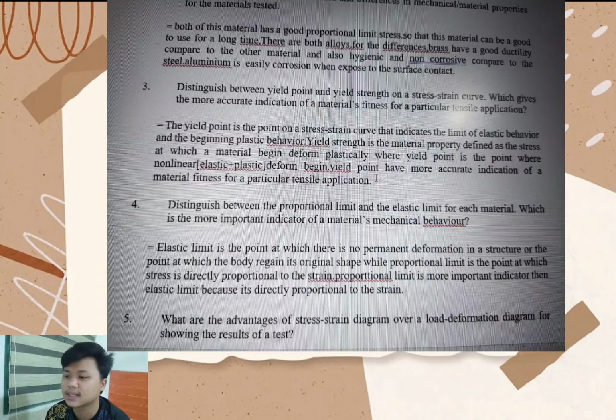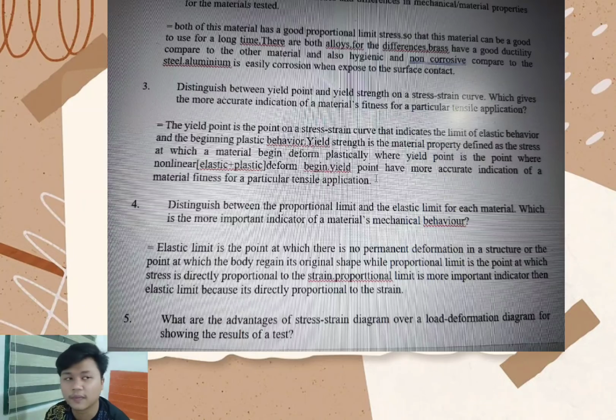So second question is compare and discuss the similarity and difference in mechanical material properties for the materials tested. For the answer, brass, aluminium, and also steel have a good proportional limit stress, so these materials are good to use for a long time. They are both alloys. For difference, brass has a good ductility compared to the other materials, and is also hygienic and non-corrosive compared to the steel and aluminium. So steel and aluminium corrode easily when exposed to surface contact.